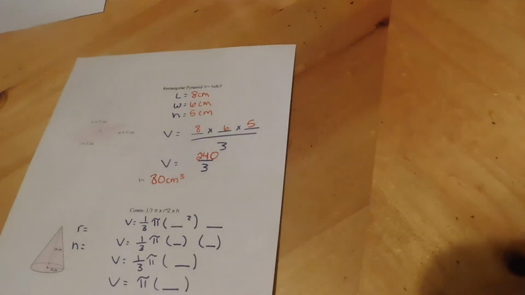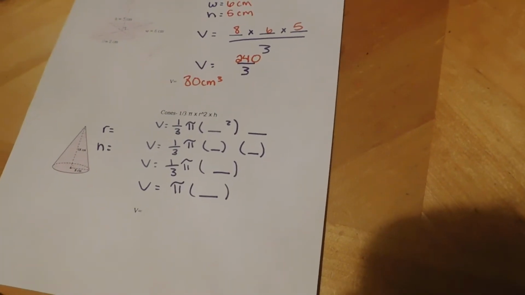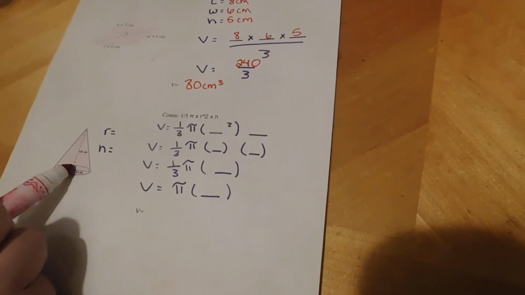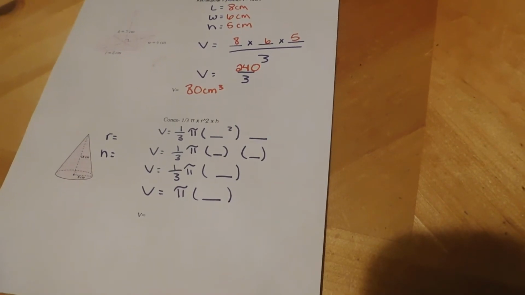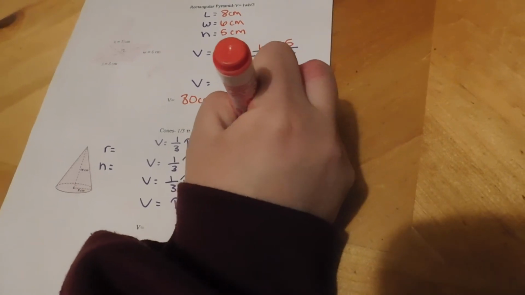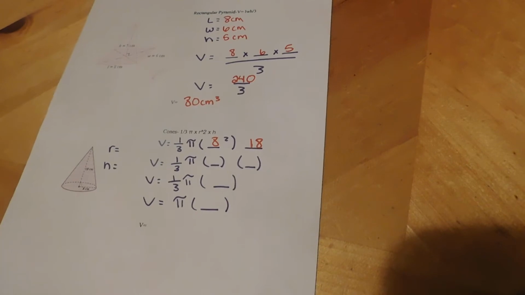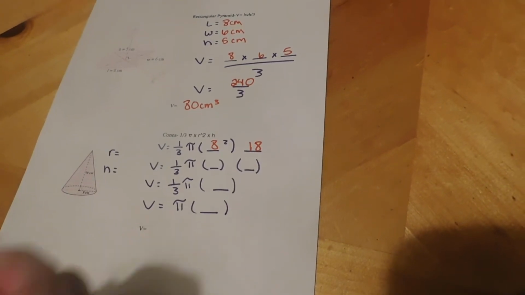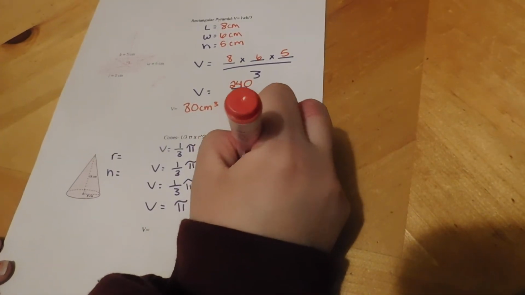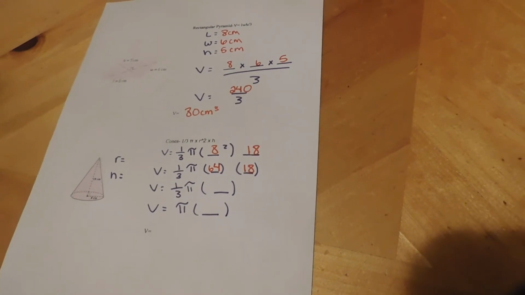Good job. The last volume we'll be finding is the volume of the cone. Where is the radius located? Plug the radius and the height into the equation. Now square the radius. And plug in the height. Now you're going to times the radius squared times the height.